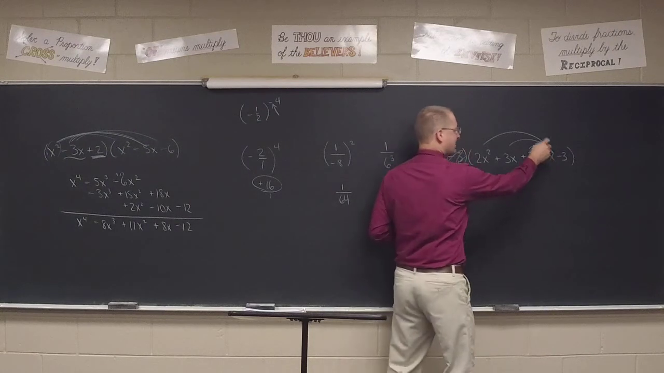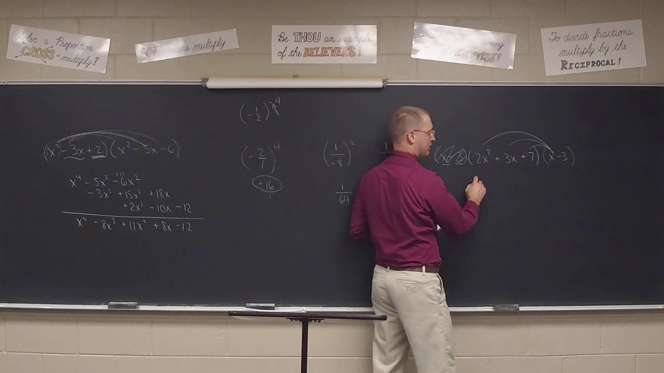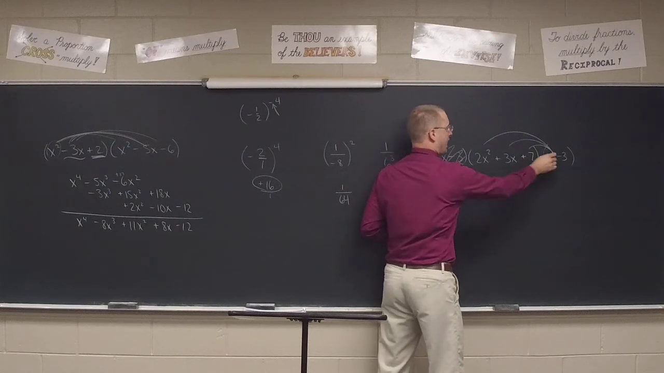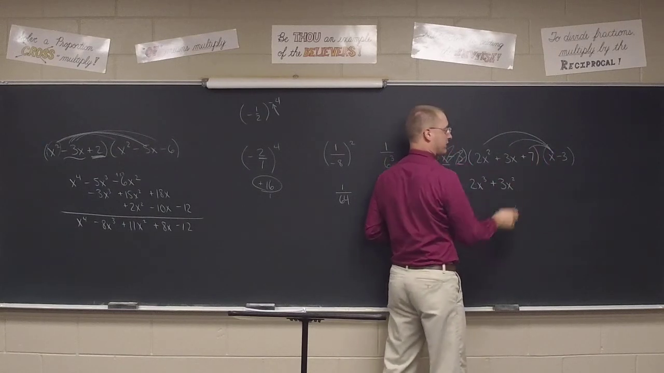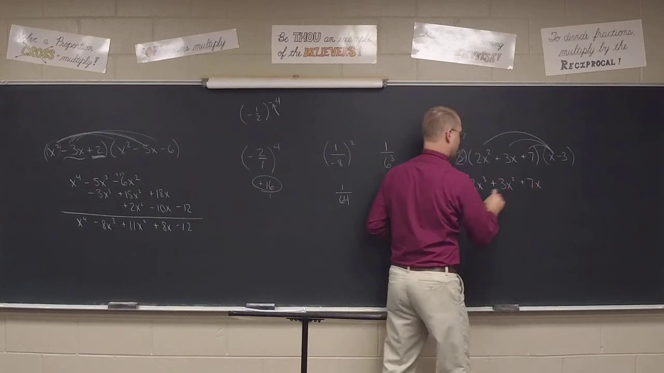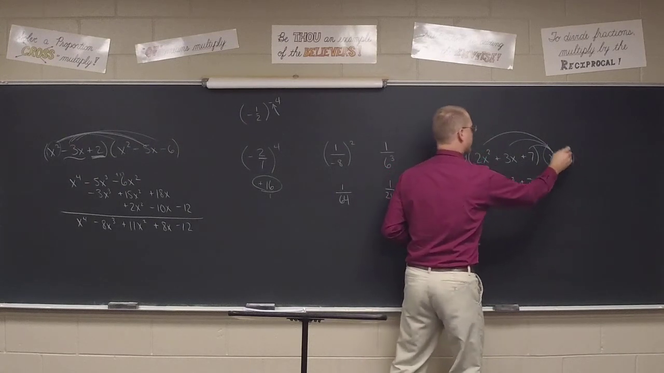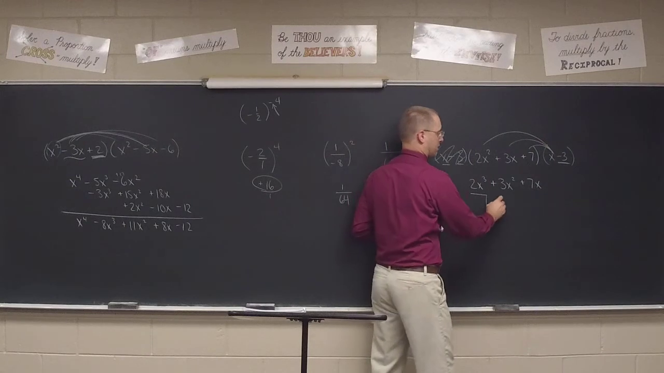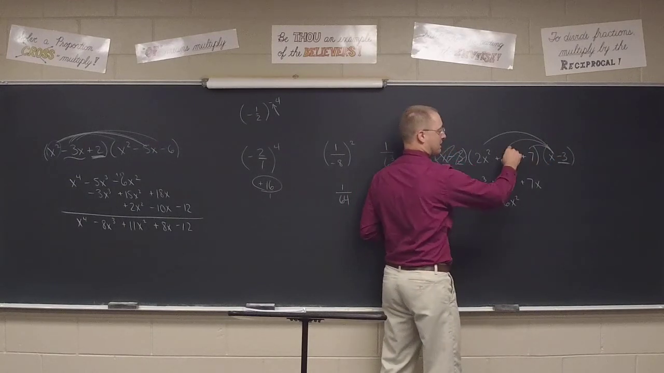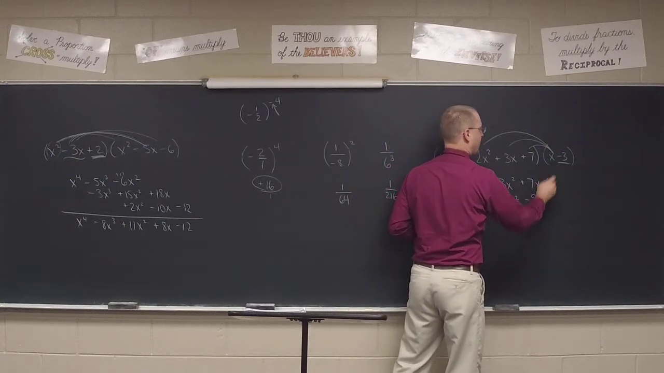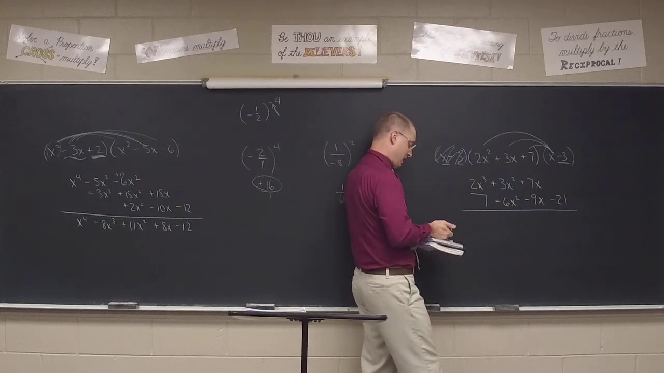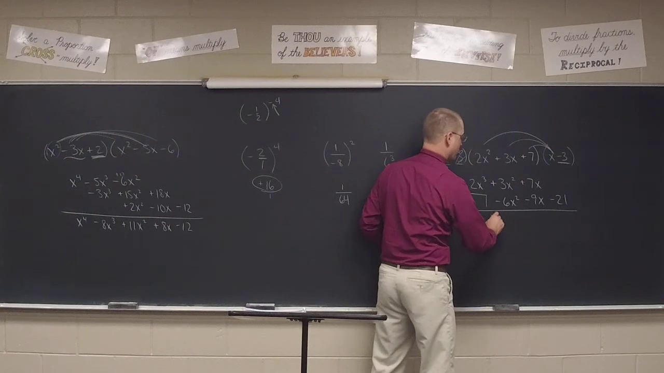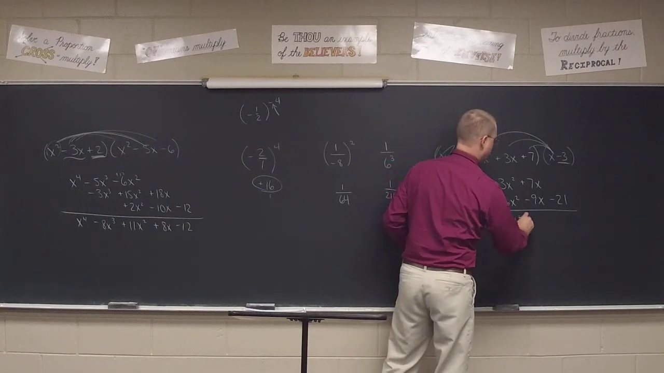So let's do that. x times 2x squared, 2x cubed, x times 3x, positive 3x squared, and x times 7, positive 7x. Now we've got the negative 3 times 2x squared, negative 6x squared, negative 3 times 3x, negative 9x, and negative 3 times 7, negative 21. And we can still add these together. Get the same answer regardless of how you did it. Even if you triple distribute it, you get the same answer.